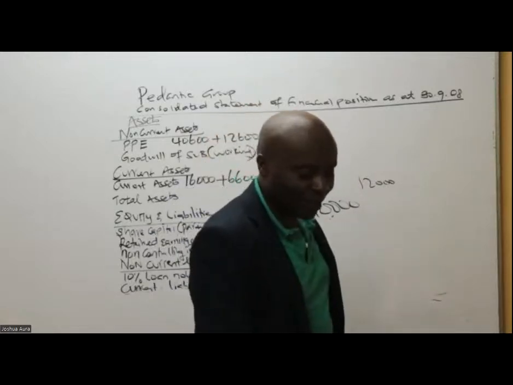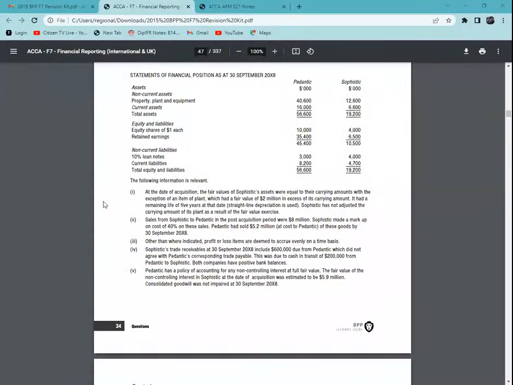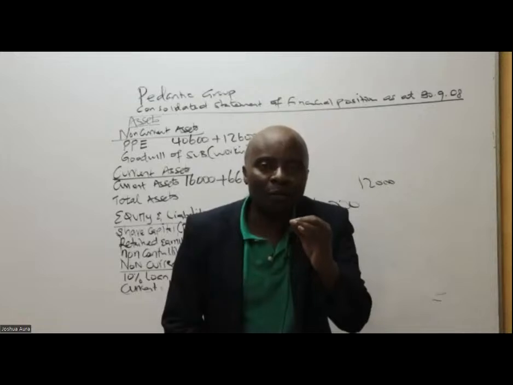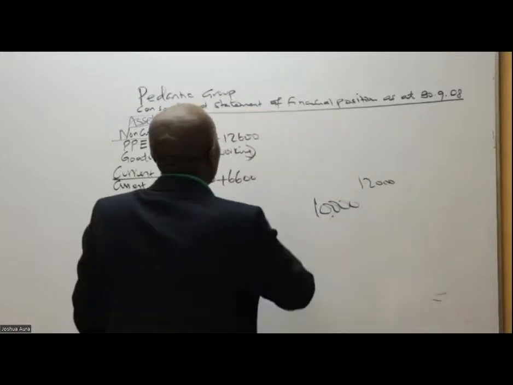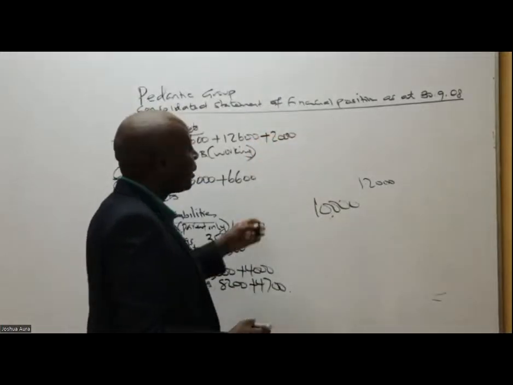We are told here, let me repeat this very well, that at the date of acquisition, the fair value of Sophistic, fair value is the same as market value, the fair value of Sophistic's assets were equal to their carrying amount, with the exception of an item of plant, which had a fair value of 2,000 in excess. So it's a revaluation upward, and because of that we shall boost our property, plant, and equipment. Boosting means you come and add. Plus 2,000.